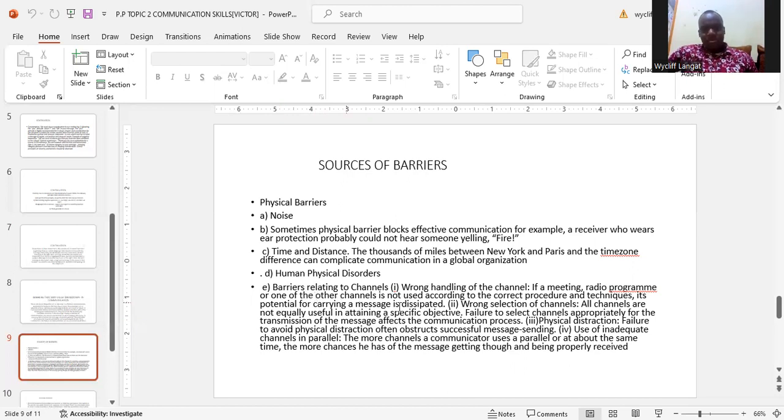Barriers relating to channels. There is wrong handling of the channels. If a meeting, radio program or one of the channels is not used according to the correct procedure and techniques, its potential for carrying a message is dissipated. Wrong selection of channels: all channels are not equally useful in attaining specific goals. Failure to select channels available for the transmission of the message affects the communication process.